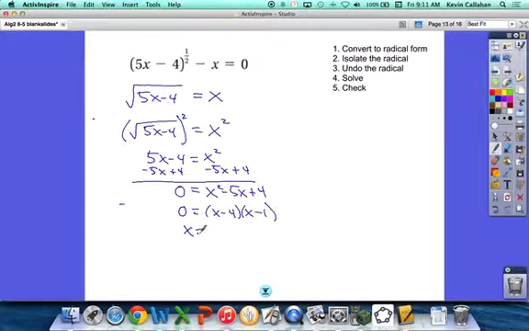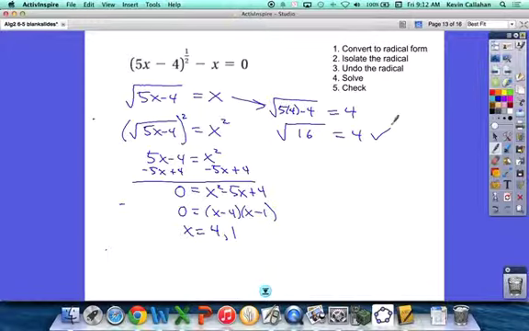So x equals 4 and 1. Okay, and then what do we have to do? Check, right? And you can check just as well once you've turned it into a radical. That's still a good place. So let's do that. That's 20 minus 4, the square root of 16 equals 4. That's a check.